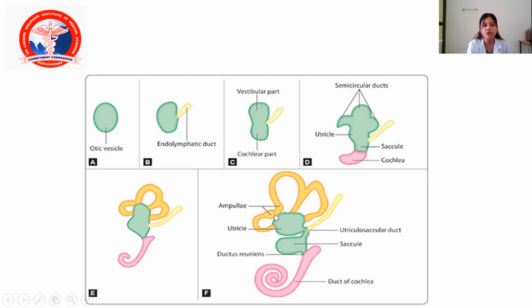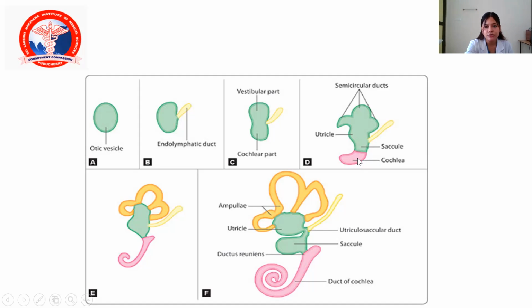Now, in this image, you can see the structure that is the ampulla. Ampulla is nothing but the dilated portion at one end of the semicircular duct. So you can see here the dilated portions at one end of the semicircular ducts. Okay. Now, the saccular part develops into the cochlear duct.